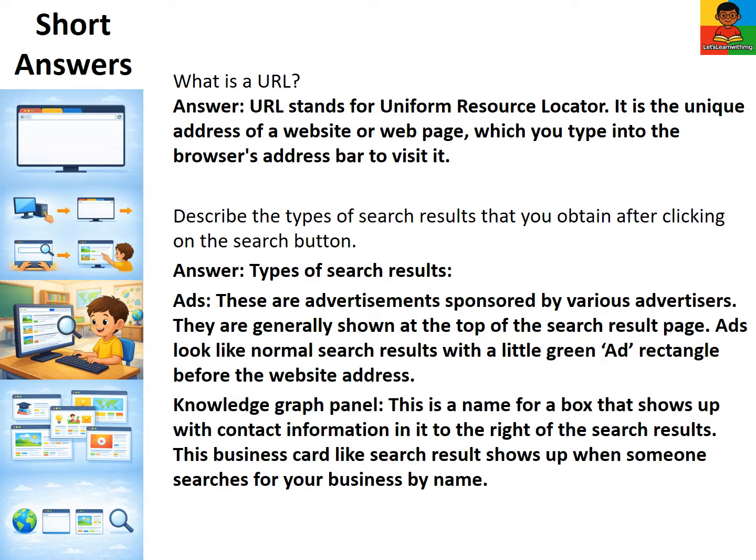Describe the types of search results that you obtain after clicking on the search button. Answer: Ads are advertisements sponsored by various advertisers, shown at the top of the search result page. Ads look like normal search results with a little green ad rectangle before the website address. The knowledge graph panel is a box that shows up with contact information to the right of the search results, like a business card, when someone searches for your business by name.